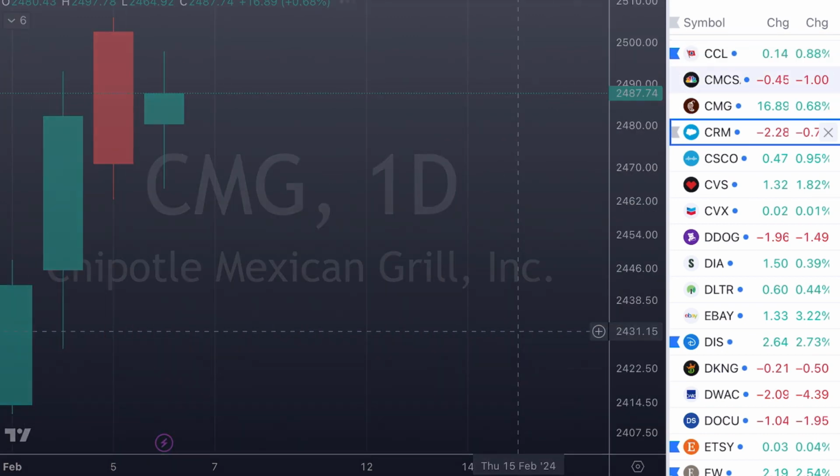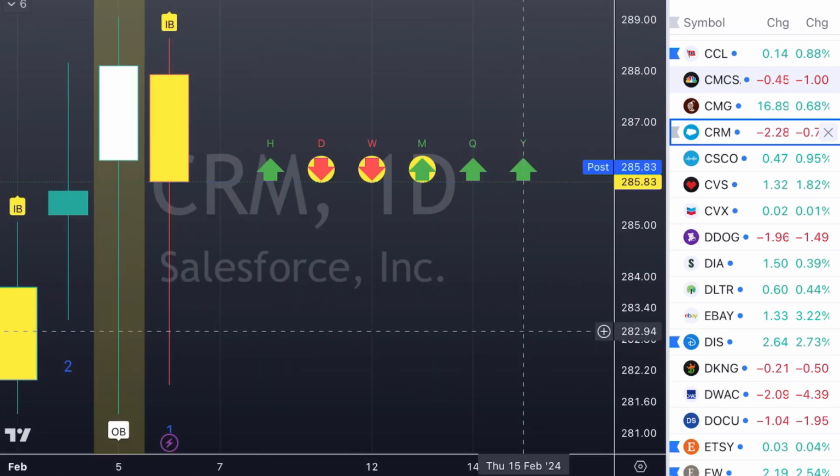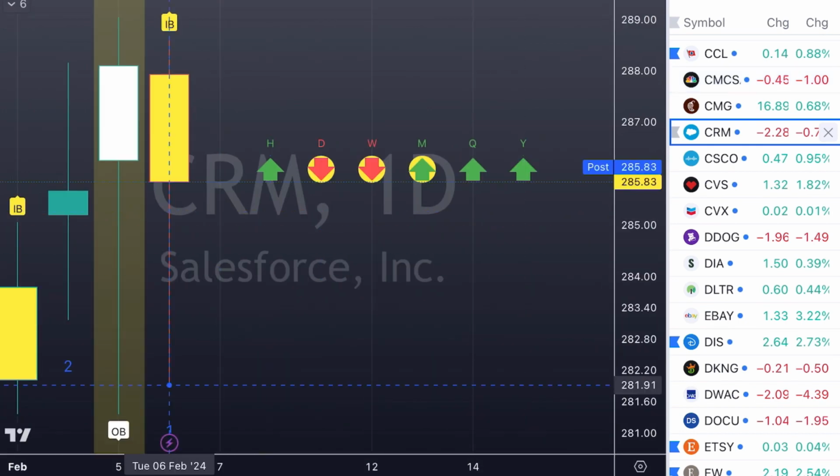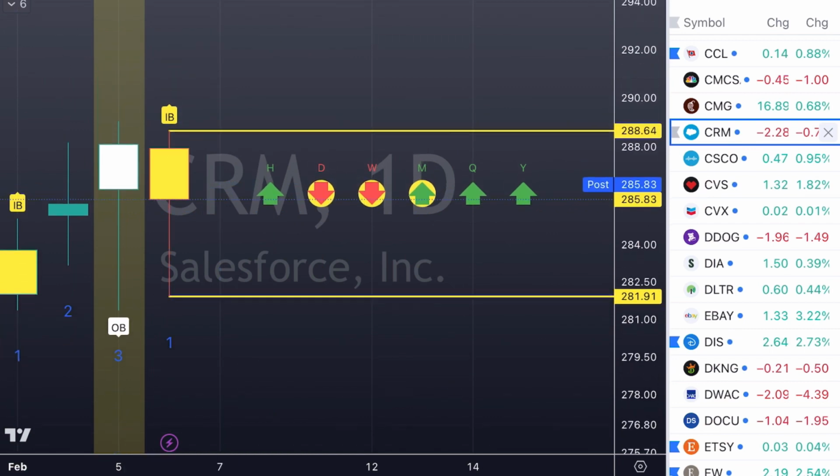So these two are not something I normally put on. So CRM. Okay, again, not a normal one I put on, but it's got a 3-1 setup. So we're just marking it out, highs and lows. Our targets are the high of this outside bar and the low of the outside bar, depending on which way it rolls out.